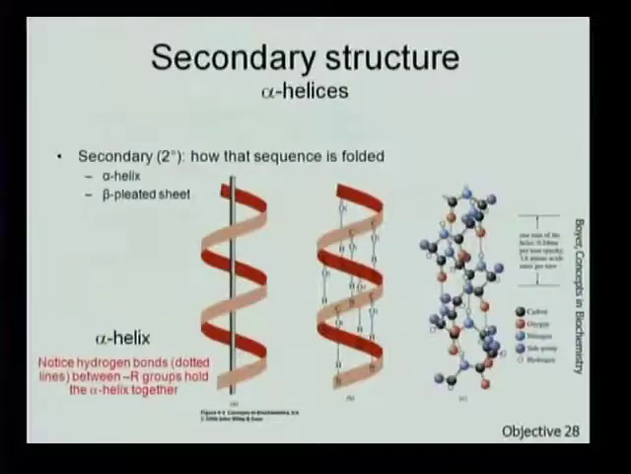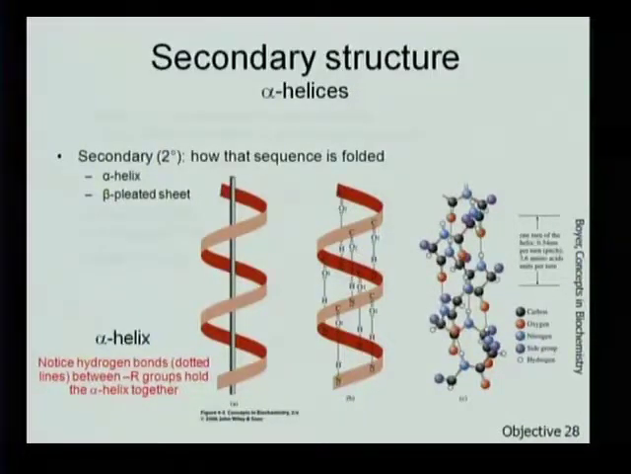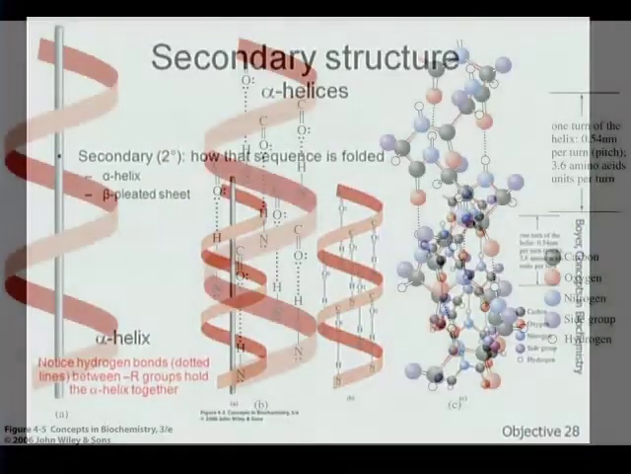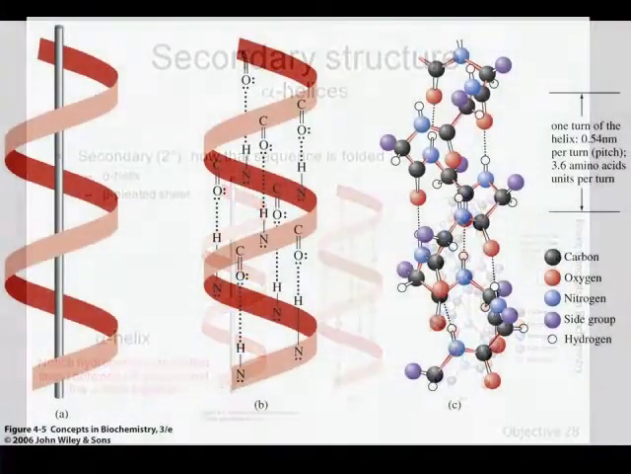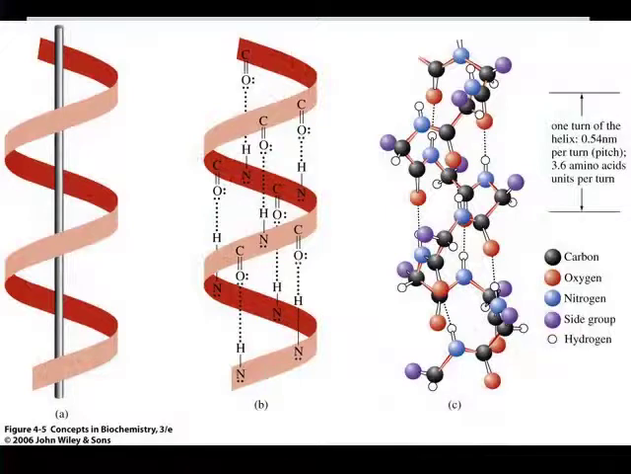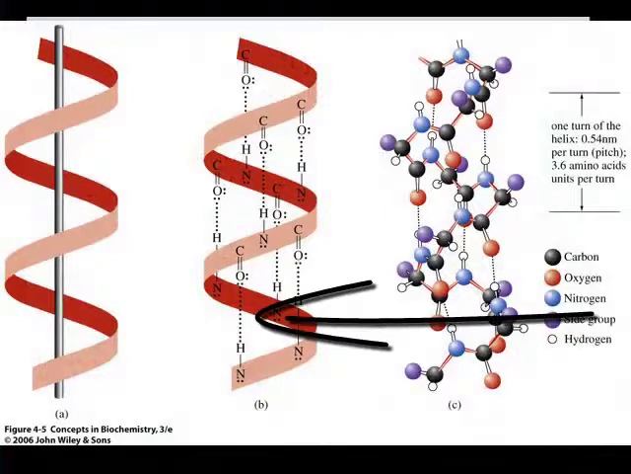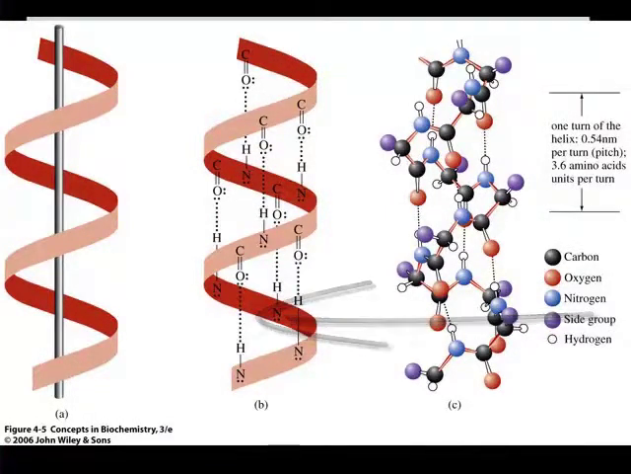Secondary structure has two examples of ordered secondary structure. The first example is alpha helices, forming a sort of spiral staircase. And there are hydrogen bonds, shown here by dotted lines, between R groups in different areas of the primary sequence that have come together to hold this alpha helical structure together.